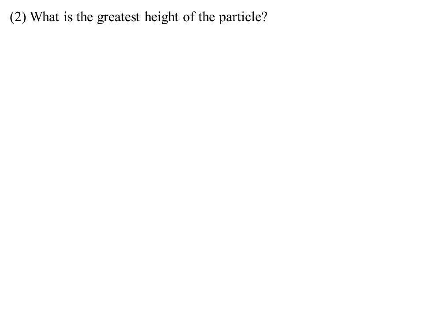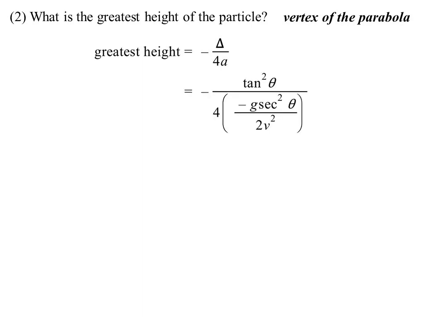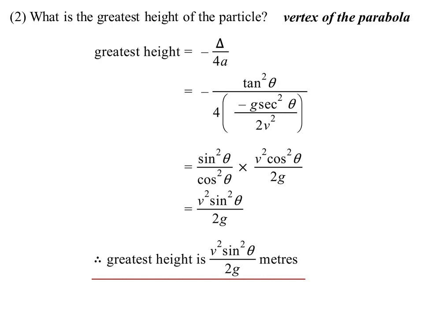Greatest height. Well, greatest height is the vertex of the parabola. And to find the y value of the vertex of the parabola, we could just go, well, that's minus the discriminant on 4a. For our general one, that's minus tan squared on that expression. Play around with that, and we get v squared sine squared theta on 2g.